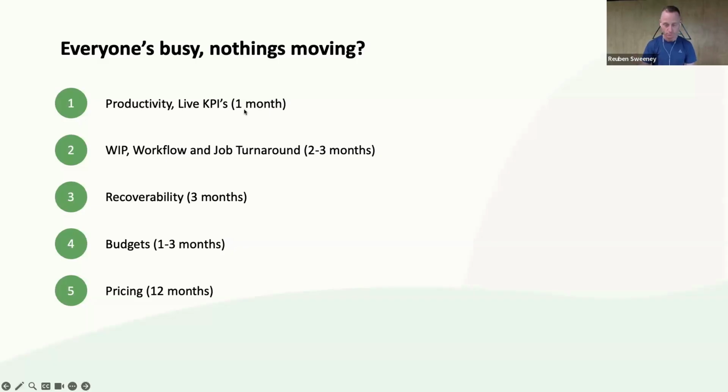For example, productivity, mate, you can fix that by the end of the week sometimes. It's a pretty easy problem to solve. Same with WIP, but a little bit more to understand, a little bit more to do, but within 2 to 3 months, you can pretty much halve your WIP balance. So these are just indicative timeframes for what a transformation might look like. Does that answer your question? Yeah, it does.